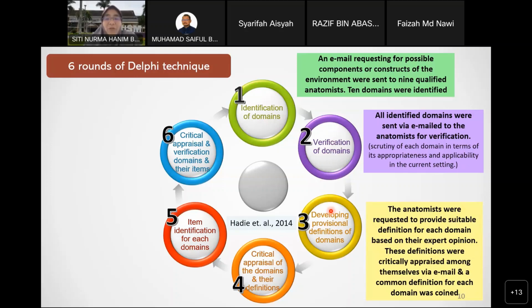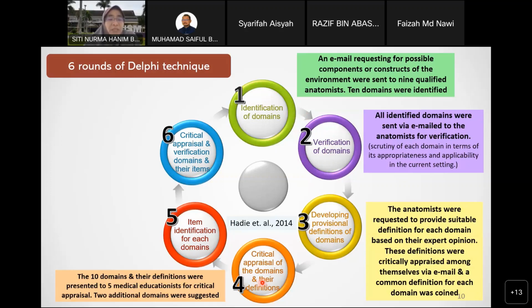So it's before the COVID-19 pandemic. At that time, online meeting was not really popular, so the most suitable or preferred method was through email. We actually took some time to complete round 1 until round 3, because the iteration also happens here. And in round 4, we conducted a face-to-face meeting with 5 medical educationists. We presented 10 domains and their definitions for them to appraise. And in this meeting, we received another 2 additional domains.